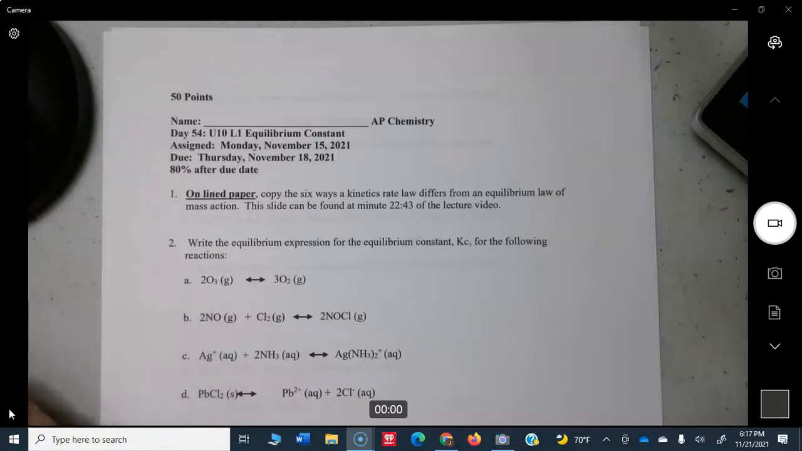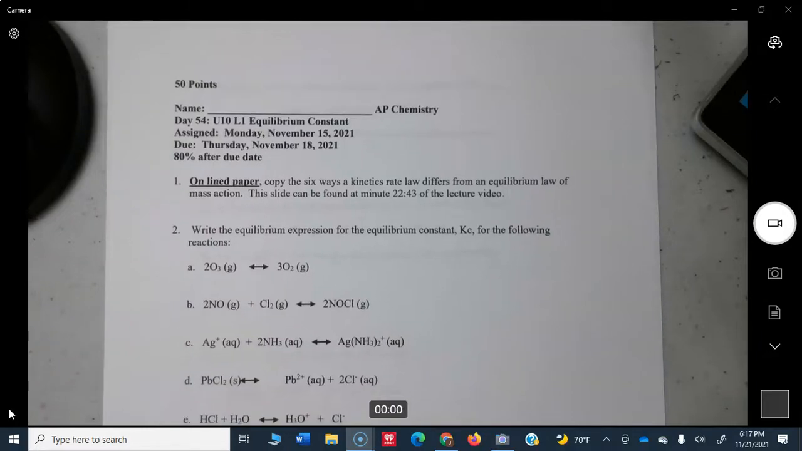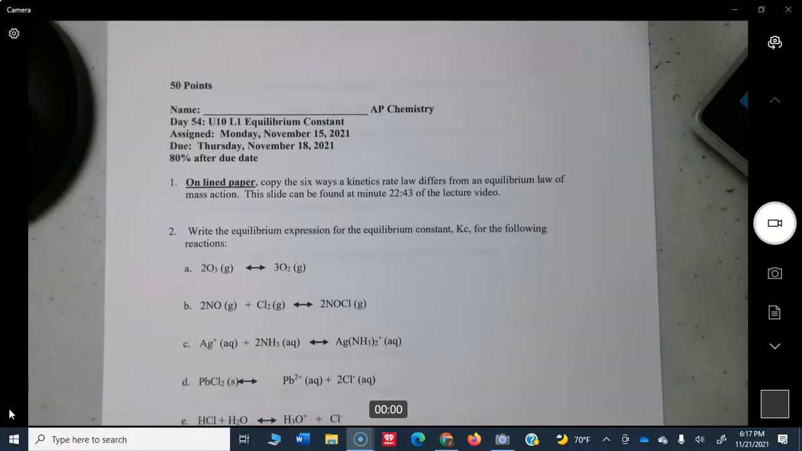Sometimes almost all the reactants go to products in these reactions. Sometimes almost none of the reactants go to products, and it can be anywhere in between those two. So that's the nature of equilibrium reactions. So what we're going to do is figure out what determines equilibrium and how it can be changed.